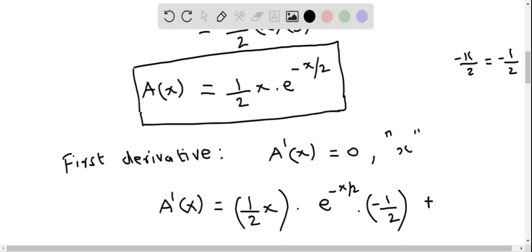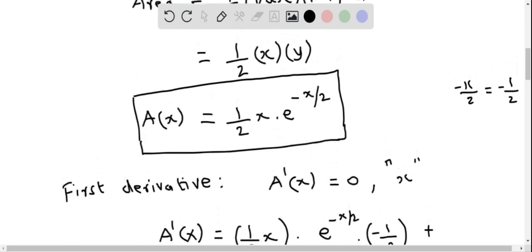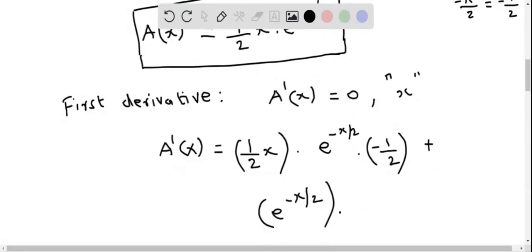Plus, we then take the e power minus x by 2. Just keep this minus e power minus x by 2 as it is, multiplied with the differentiation of half x. So the differentiation of half x is 1 by 2. Let's get this simplified.